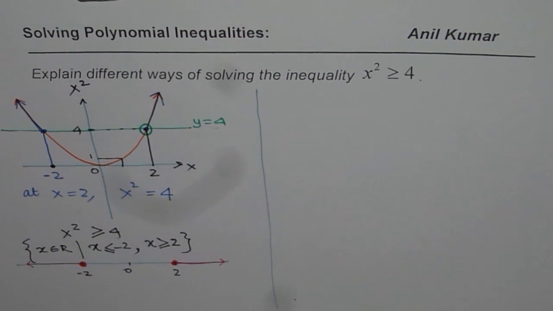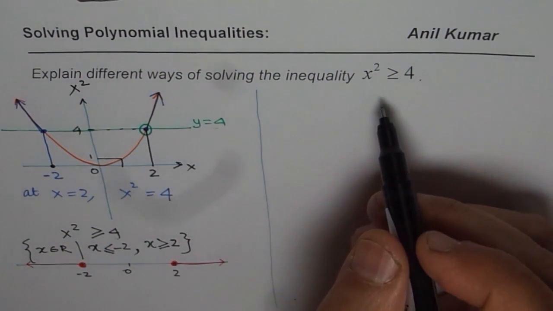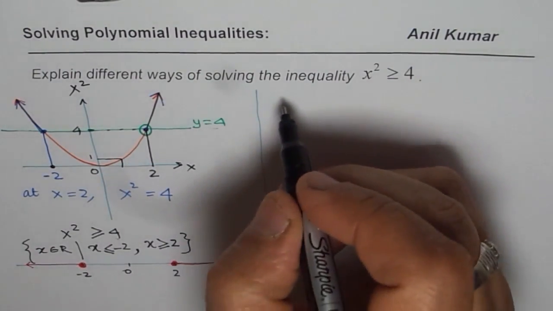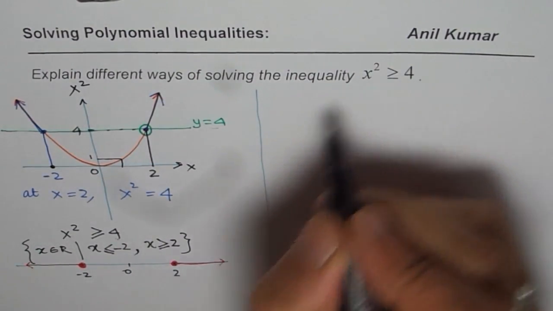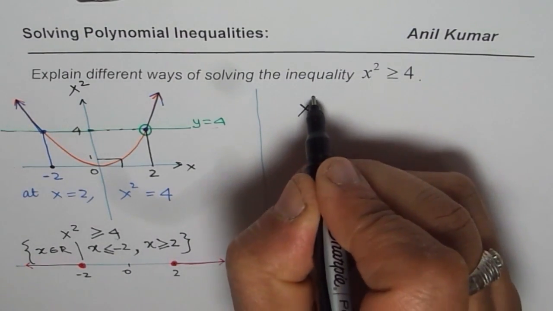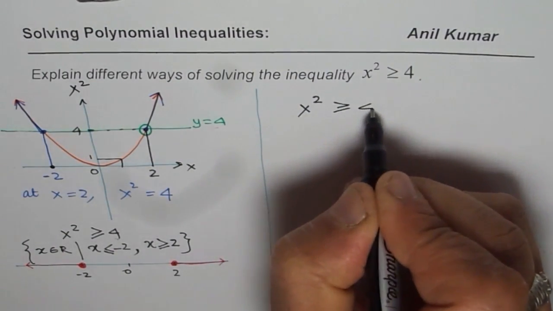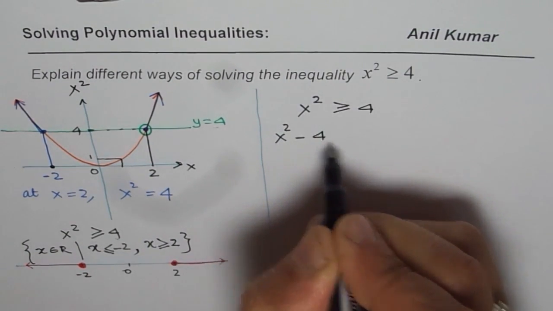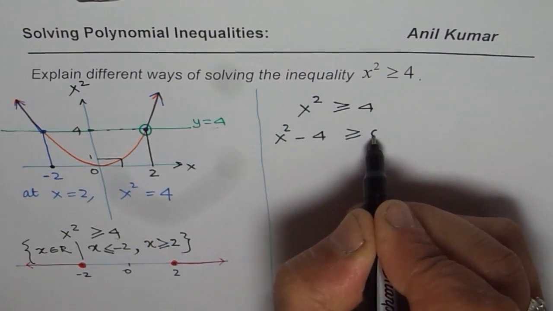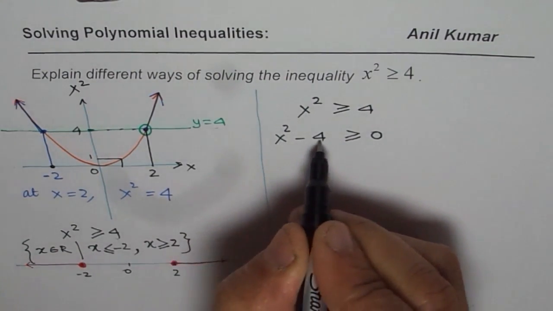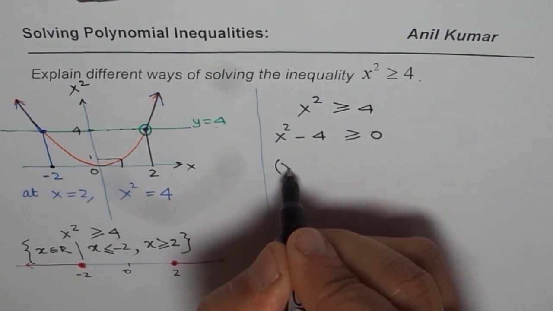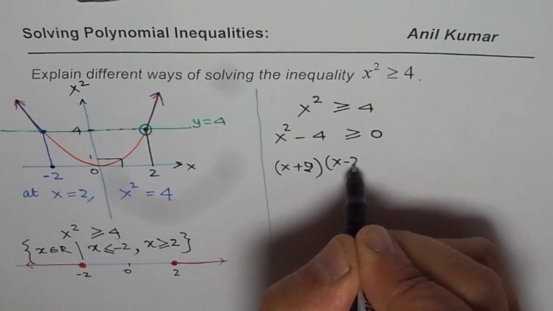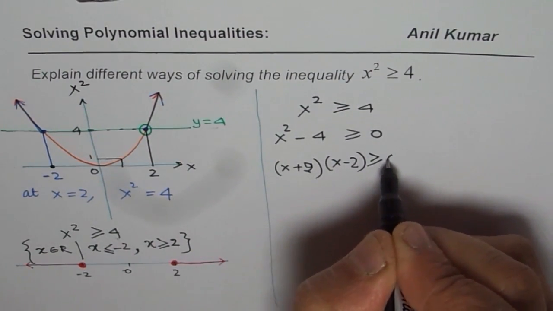Now let me show you another way of doing it, and this time I'll use factoring. This is the algebraic method. Here we bring 4 to the left side. We are solving for x squared greater than or equal to 4. We'll bring 4 to the left side, so we have x squared minus 4 is greater than or equal to 0, correct? Now x squared minus 4 can be factored, so we get x plus 2 times x minus 2 greater than or equal to 0, correct?